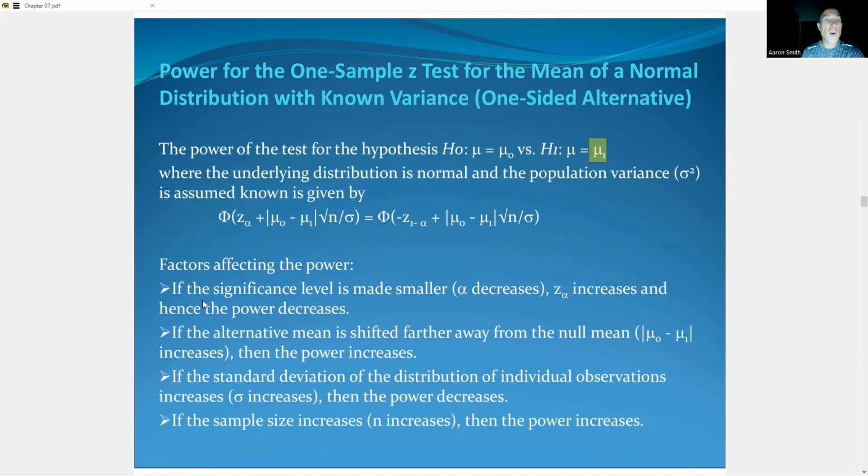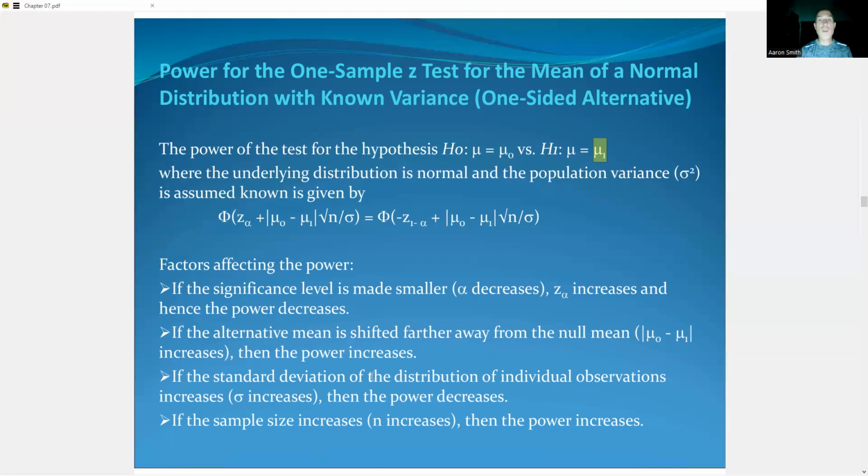Now, factors affecting the power. If the significance level is made smaller, if alpha decreases, then z increases, and hence the power decreases. If the alternative mean is shifted farther away from the null mean, so they're farther apart, so the absolute value of the difference between these increases, the power increases. This is saying that if these two values are far apart, it's going to be easier to decide which one's the correct one to go with.